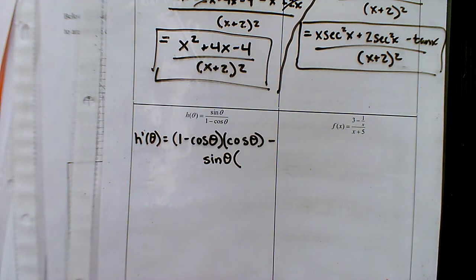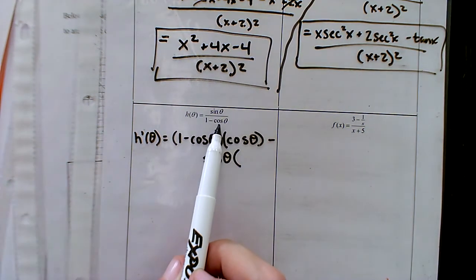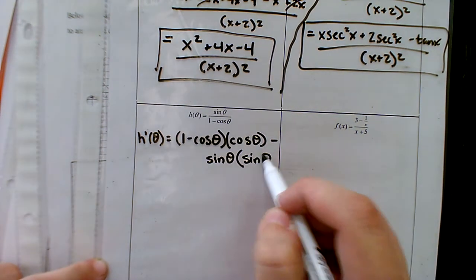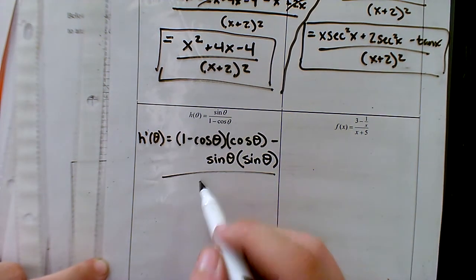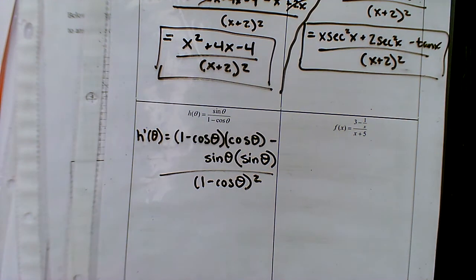Go ahead, Tyler. You're saying it. It would end up being sine. Okay, so the derivative of cosine is negative sine, but if you're subtracting it, it would change to a positive. So we'll get positive sine. Good. So low d high minus high d low, square the bottom, and we're good to go.